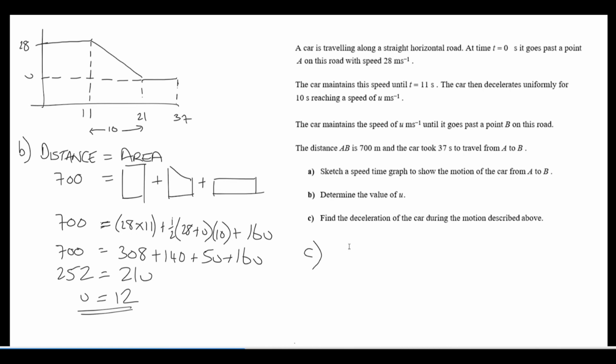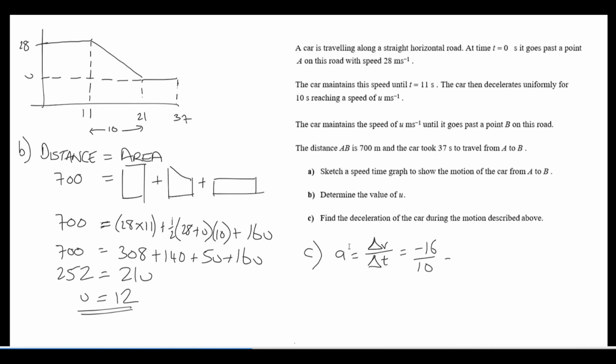Part C of the question says we should find the deceleration of the car during the motion described above. So during this journey, what is the actual deceleration? Well, we're looking at that negative gradient. I could actually just calculate its gradient, which was the first definition of acceleration that we came across. Acceleration is going to be the difference in the velocity divided by the difference in time. The difference in the velocity is negative 16.